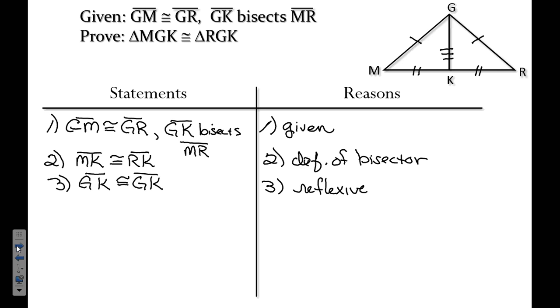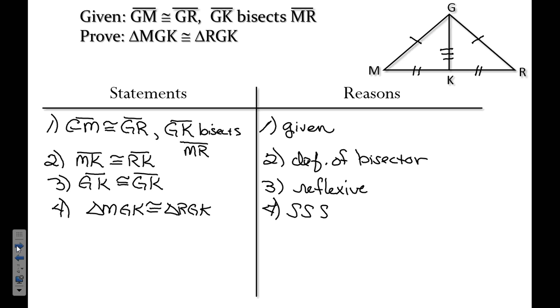Back when we learned properties, we had something called reflexive that said that something's equal to itself. It's like a reflection of yourself in the mirror, right? And so we want to use that anytime that we have to say something's equal to itself. Okay? And now those triangles are congruent by side, side, side. Okay?